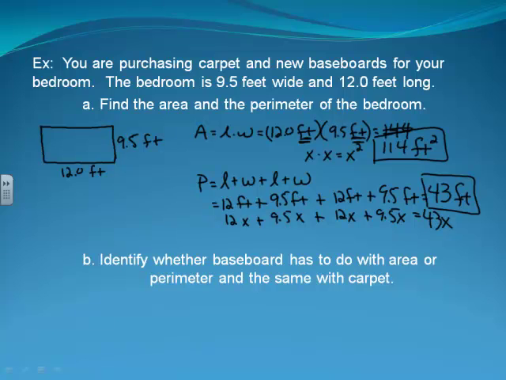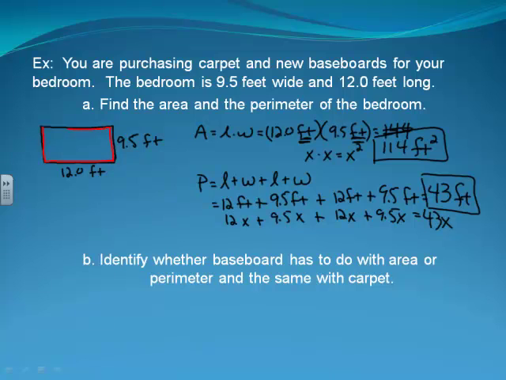All right, so now I want you to identify whether the baseboard has to do with area or perimeter, and do the same with the carpet. Does carpet apply to area or perimeter? Baseboard is simply the little piece of board that's along the base of the walls around the room. So you would agree with me that the baseboard would be lining the side of the walls.